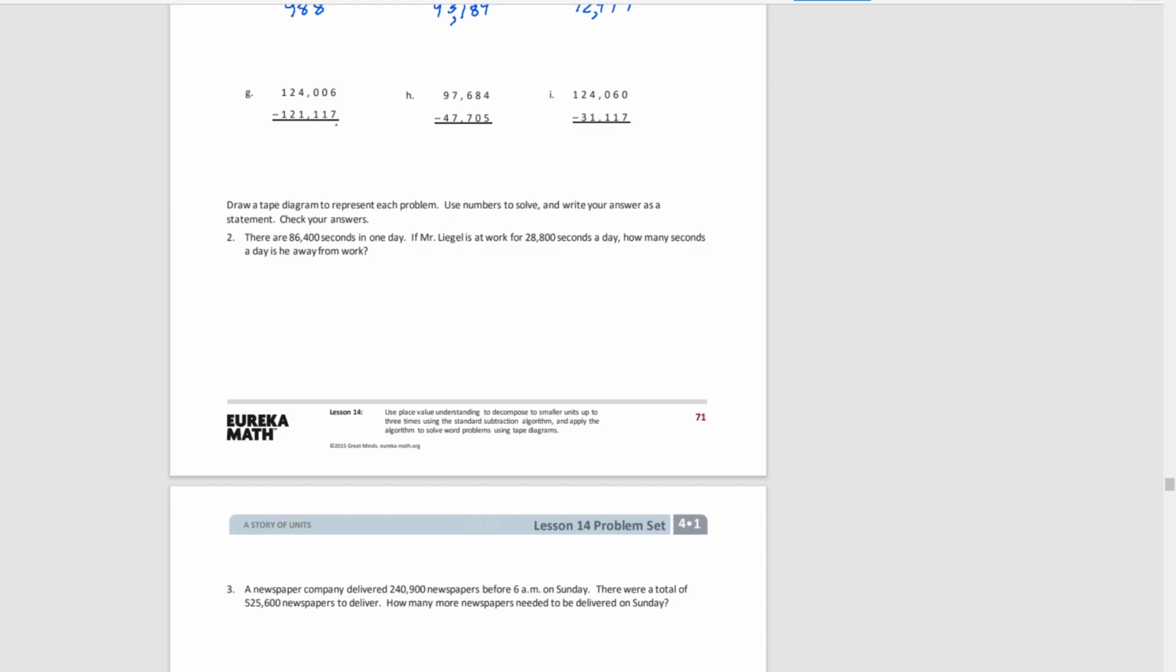Okay, for G, we can't do the ones or the tens or the hundreds. We have to go all the way to the thousands. Take 1,000, make it 10 hundreds. Take one of the hundreds and make it tens. Take one of the tens and make it ones. And now we can subtract.